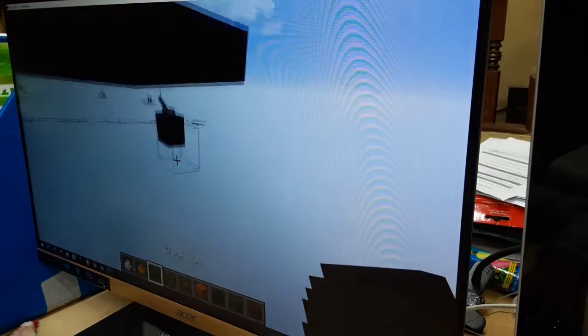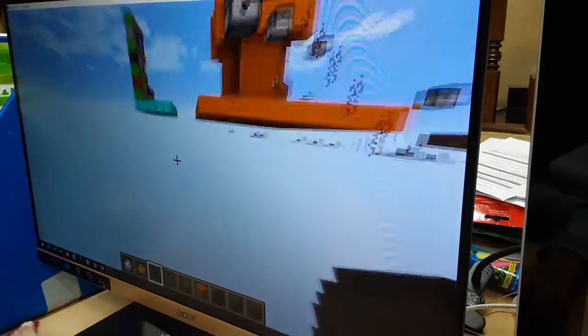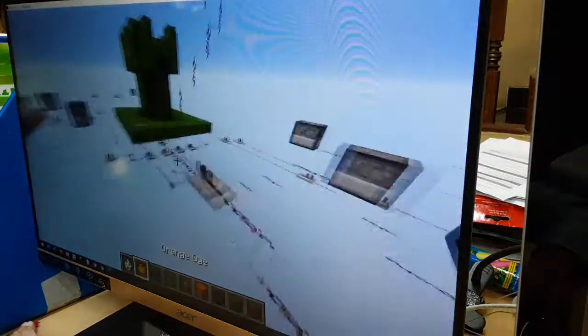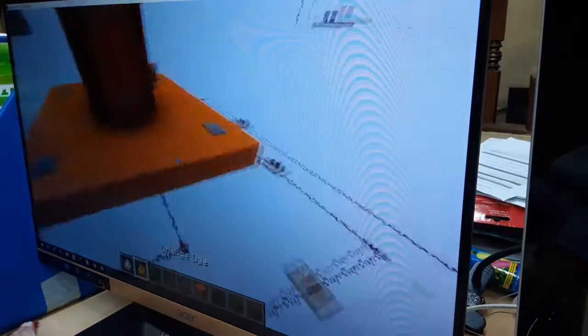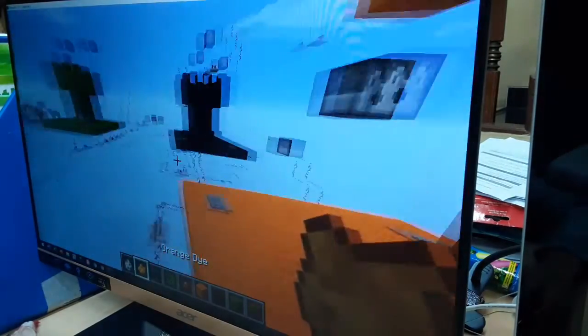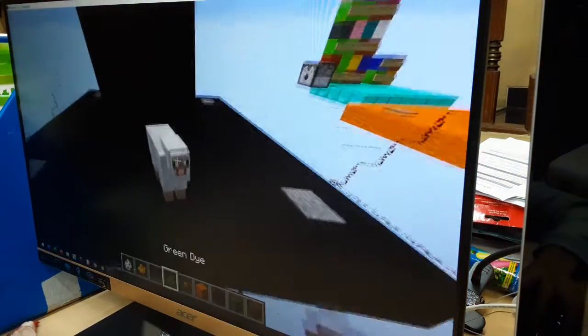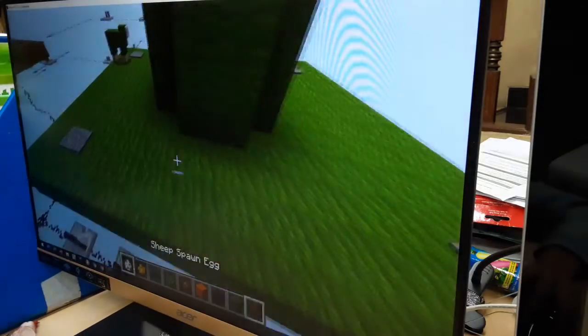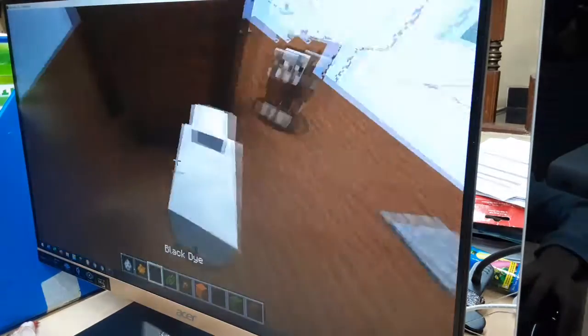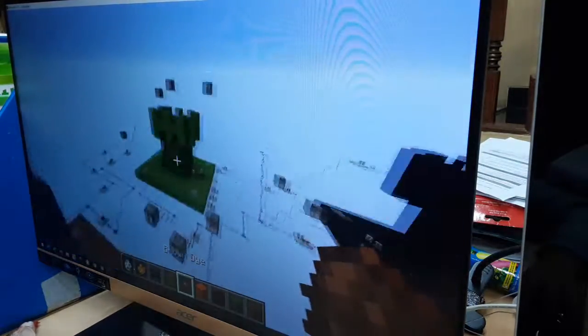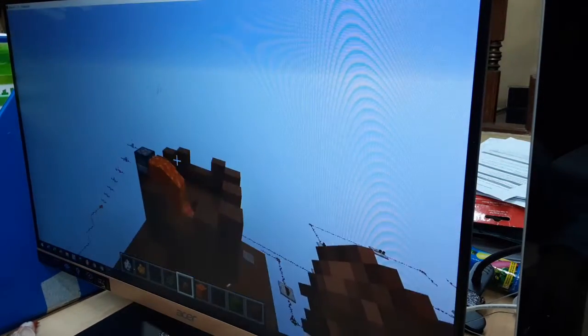All right, orange, black, green, or black. So why is there a black one on there? Anyway, green sheep. And brown sheep. Orange sheep. Black sheep. Green sheep. Brown sheep. And what? Already the first attack has been done!